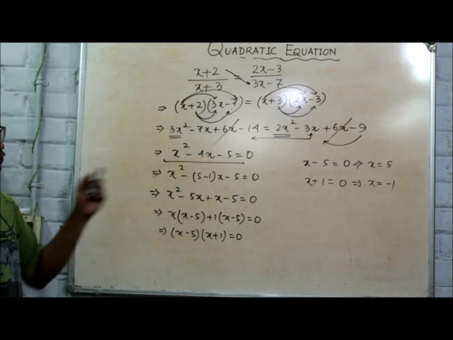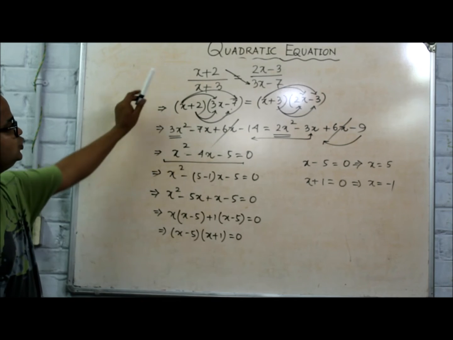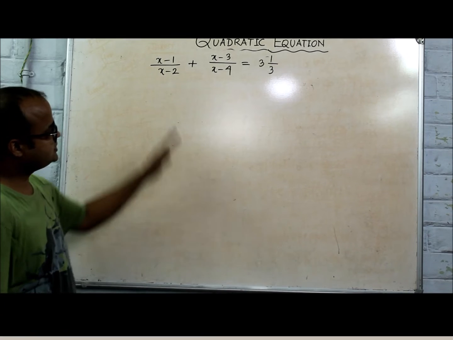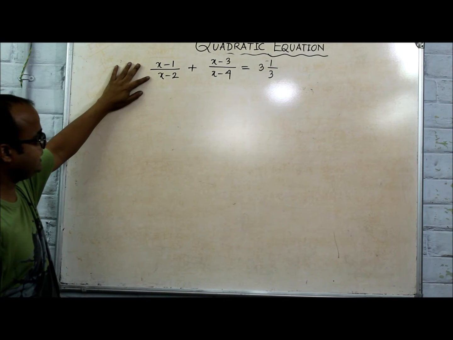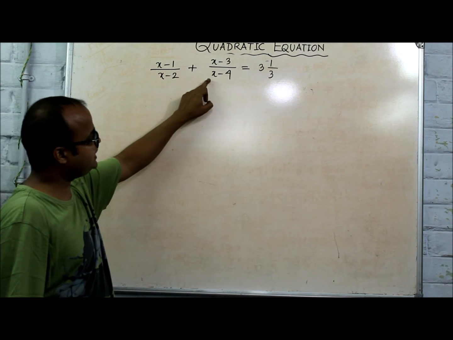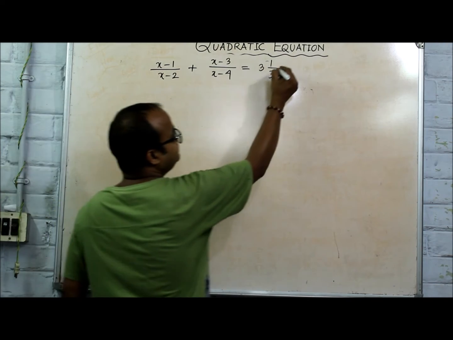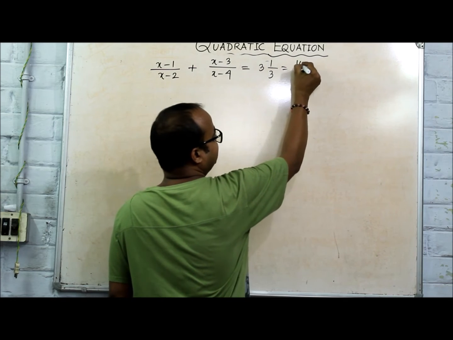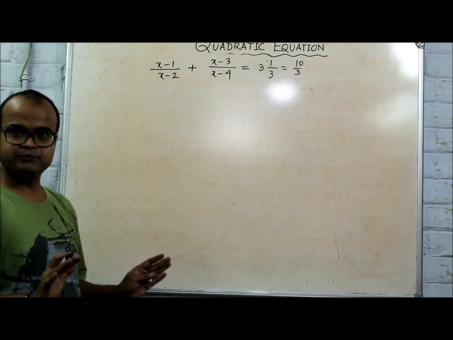So x is equal to 5 and x is equal to minus 1 are two solutions of the given quadratic equation. Let us discuss another problem. (x minus 1) by (x minus 2) plus (x minus 3) by (x minus 4) is equal to 3 1 by 3. So this can be written as 3 3s are 9, plus 1, 10 by 3.